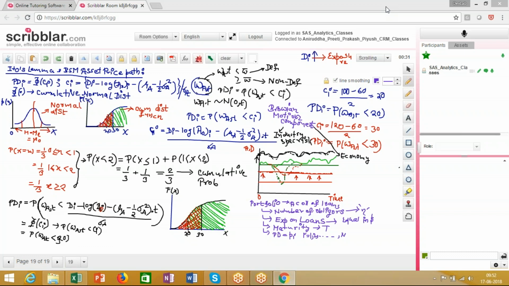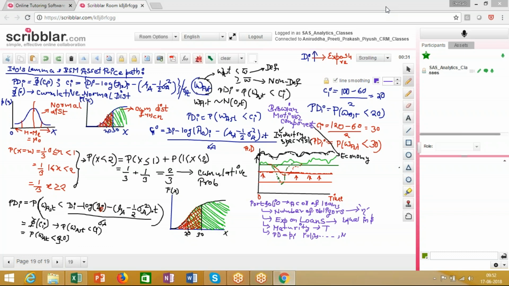So PD is the probability of default. So what I'm saying is the probability of default of the first borrower is P1. Now P1 is a fraction because it's a probability, right? So it's the chances of default. So how likely is borrower i to default? So that is what P_i is.